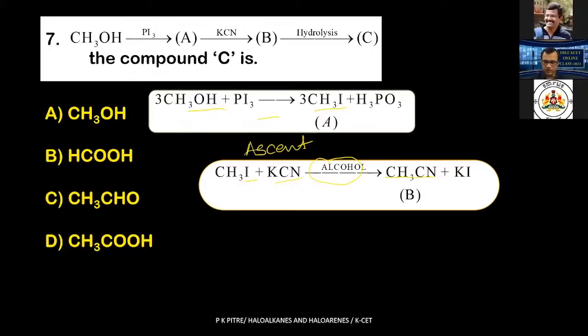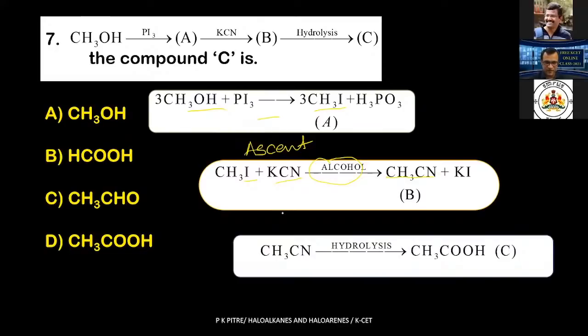Now what? You are doing hydrolysis. Hydrolysis of cyanides. Where have you learned? Recall, it's in carboxylic acid. What is going to happen? If you hydrolyze this cyanide, you are going to end up with COOH, that is, carboxylic acid. So I need not tell you what our option should be. If you have imagined it as D, then you are very right.